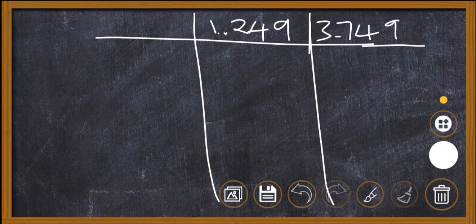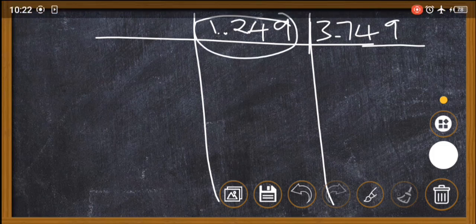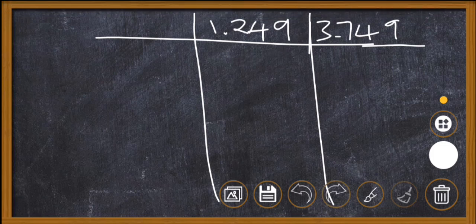Now when you are done with this part, the next thing we have to do is divide by the smallest number. You have to divide the smallest value into the bigger value. When we look at the two, the smallest value is this one, so this is what is going to be divided into both sides. So we are going to have 1.249 divided by 1.249.